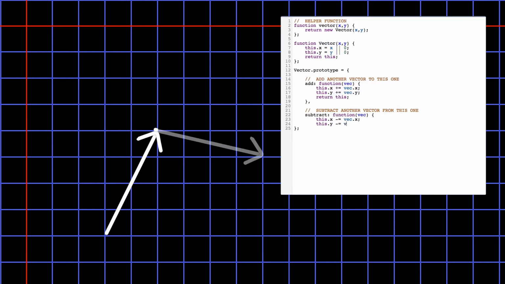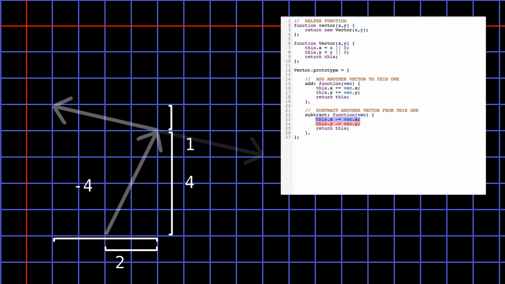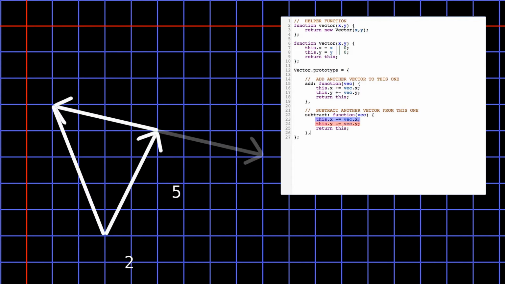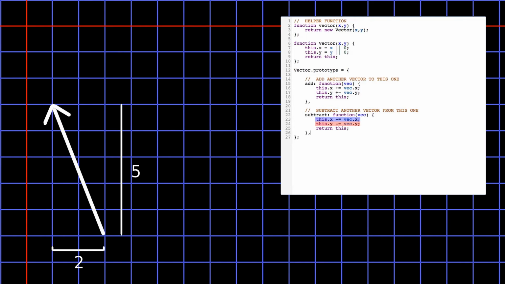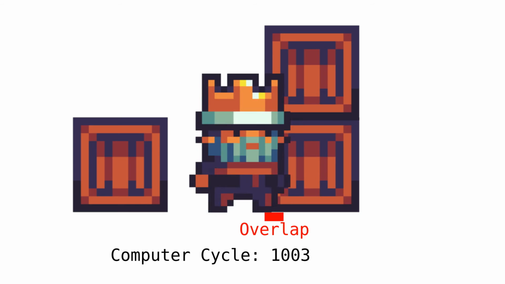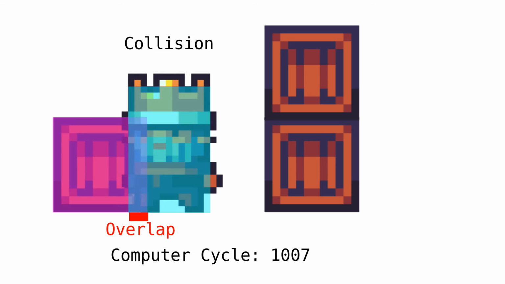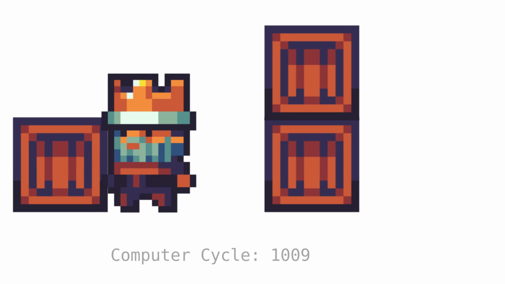Subtracting vectors is similar, but you draw the reverse of one at the end of the other, or subtract the x and y values separately in code. When you test for collision between your character and an object, if you subtract the overlap from your character's position, the object will be solid, but if you add the overlap to the object's position, your character will push it.